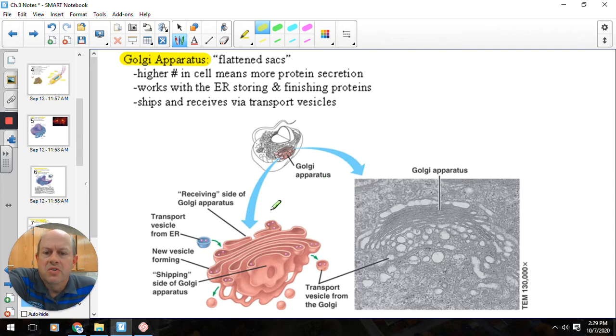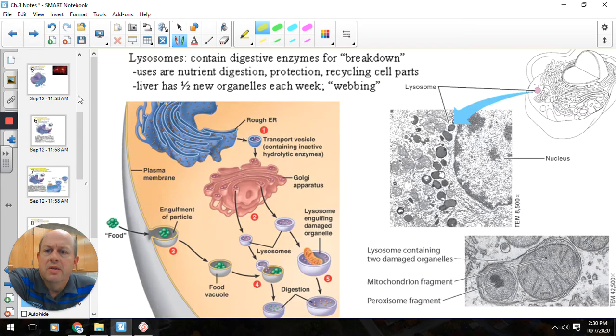It's kind of like, if you've ever had a key made at the hardware store, the rough ER makes that blank key, the protein, but then the Golgi apparatus is like that fancy machine that cuts all the little notches in the key, and then ships it out so it can do its specific job. So Golgi apparatus means it's going to finish the proteins. Okay, and those are our manufacturing types of organelles.